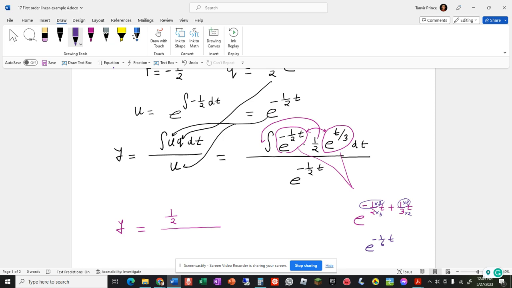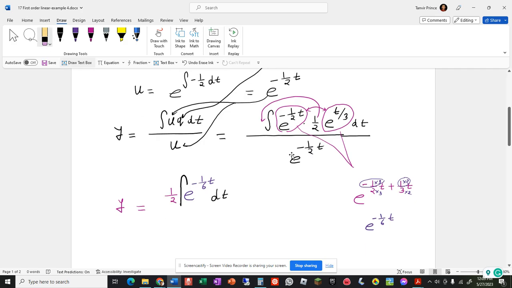So here I get e to the negative 1 over 6 t, and that's the integral, don't forget that. So I have to put the integral dt. Let me actually write it here, divided by e to the negative half t.